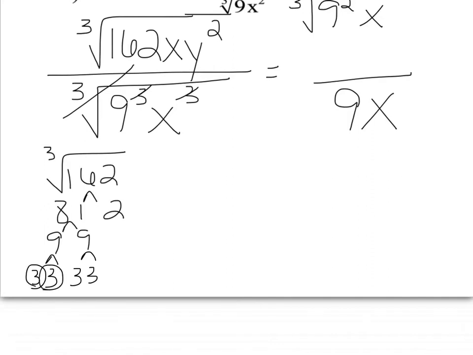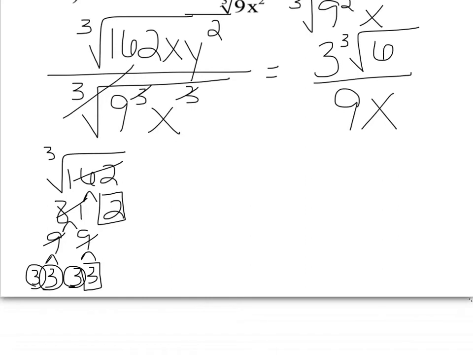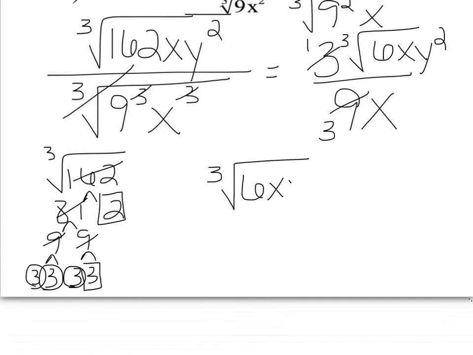I need 3 in order to be able to bring a number out front. Okay? And then anything else stays behind. So that's going to leave me with 3 cube roots of 6x y squared. Anything outside our radical can be reduced, so 3 over 9 becomes 1 over 3. So your final answer is the cube root of 6xy squared all over 3x.